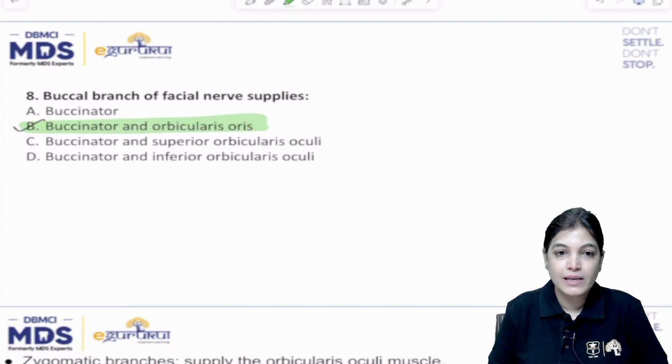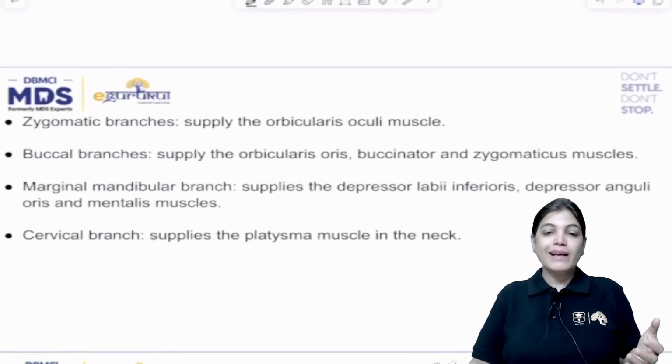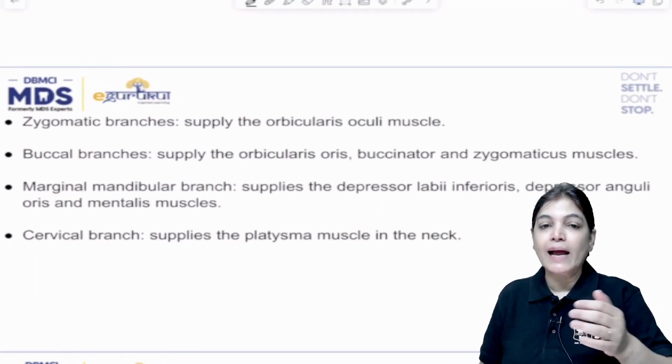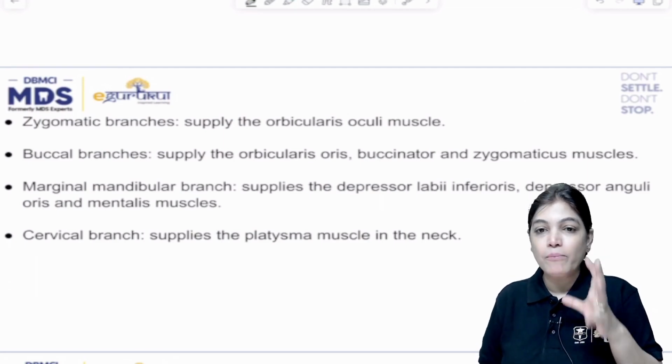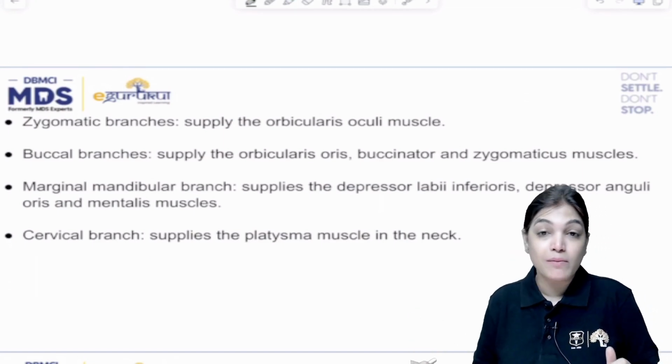Okay, that is the right answer. So actually, if I talk about the 5 terminal branches of facial nerve, which is traversing from the anterior border of the parotid gland, like that of a foot of duck, that appearance of the nerve bifurcation, which is seen at the anterior border of parotid gland, is called pes anserinus.